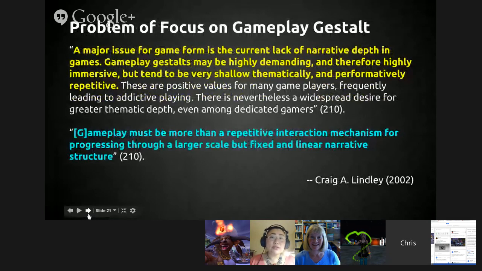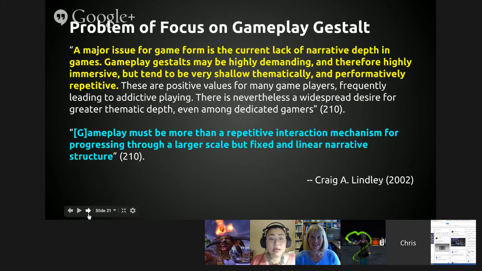All right. So here's his big beef. He says, in game design, we can't just focus on the gameplay gestalt, okay? One of the major problems of game form is the current lack of narrative depth in games. Gameplay gestalts may be highly demanding and therefore highly immersive, and we talk about flow, right? We talk about flow and immersion, but they tend to be very shallow thematically and performatively repetitive. These are positive values for many game players, frequently leading to addictive playing. There's nevertheless a widespread desire for greater thematic depth, even among dedicated gamers.